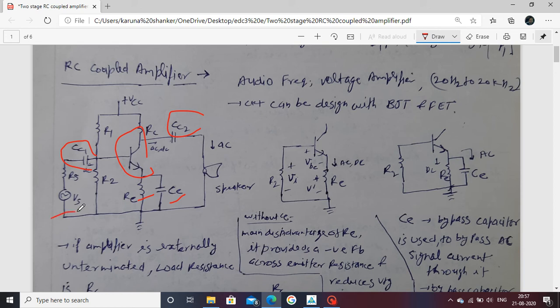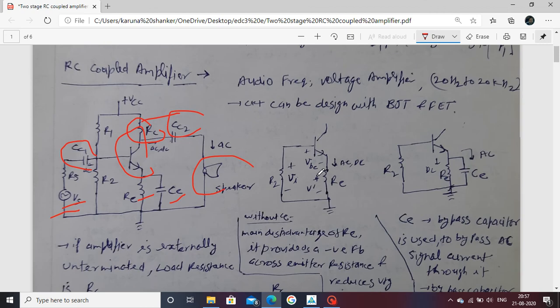Suppose we apply the input AC signal, the output comes across the RC, which means your signal is amplified. The AC signal is applied here, the signal is amplified, and the amplified output comes across the RC and is then played using a speaker. This means the signal is amplified by the single-stage transistor.